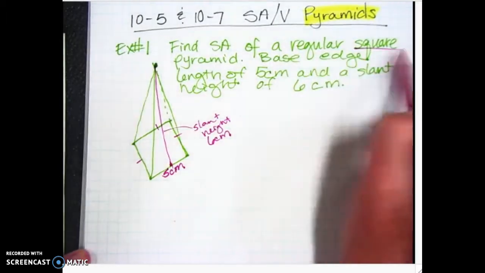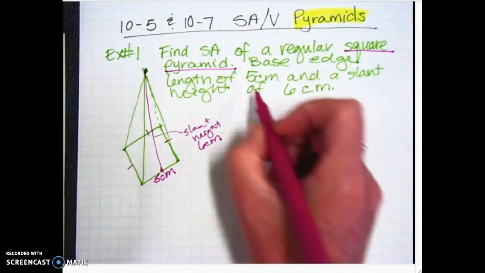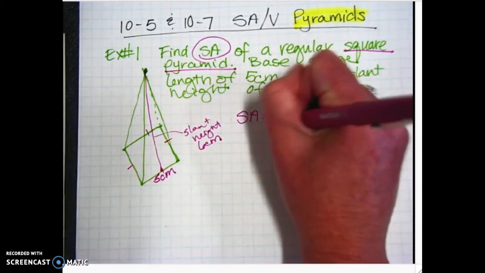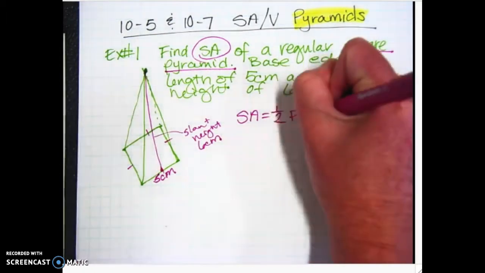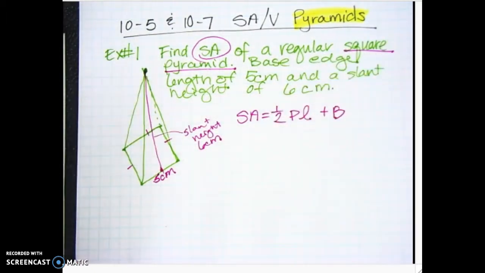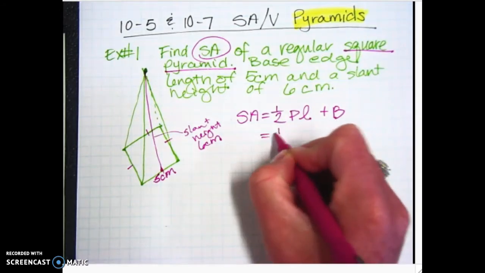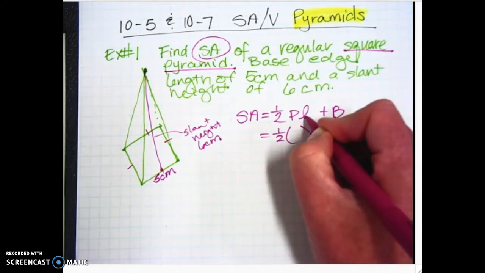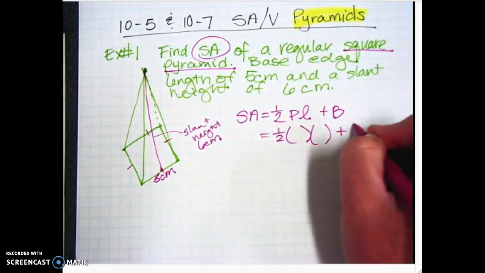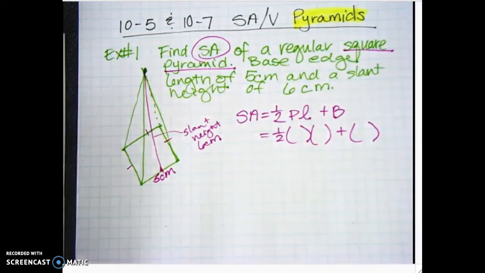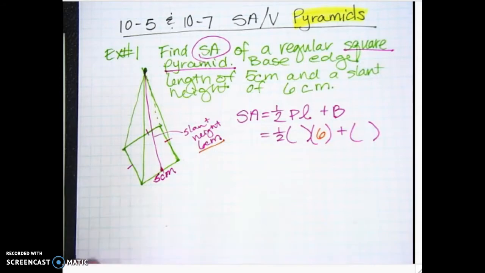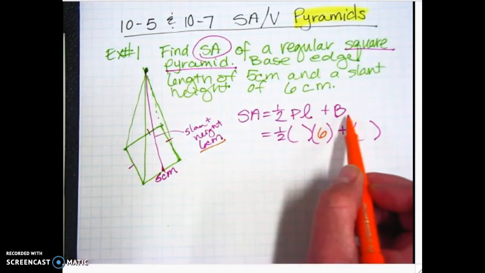So we've got a square pyramid, and we're going to find the surface area. So if you look on your formula sheet, we just wrote it down. It's 1/2 the perimeter of the base times slant height plus the area of the base. So when we go to plug in our numbers, we need to plug in the perimeter of the base, the slant height, and the area of the base. One of these we already have. What is it? Slant height, right? That was given. It's 6, so we can fill it in there. So we just need to get the perimeter and the area.